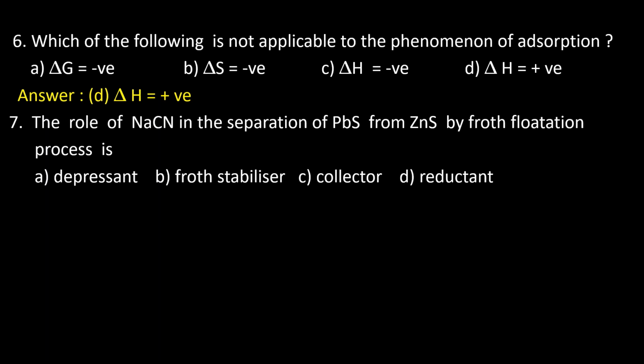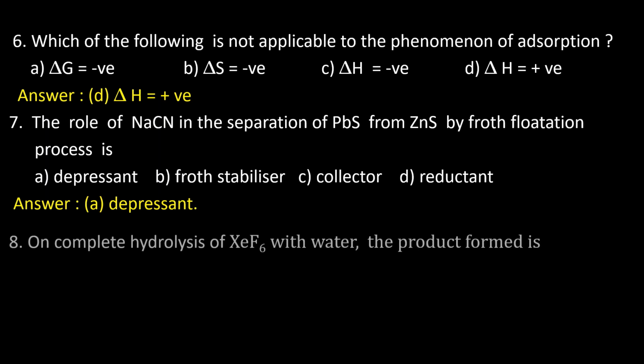So a depressant is one which selectively allows only one particular type of the ore to form the froth. So here NaCN allows only PbS to form the froth but not ZnS, so it is used as a depressant. So the correct option is A option, that is a depressant.